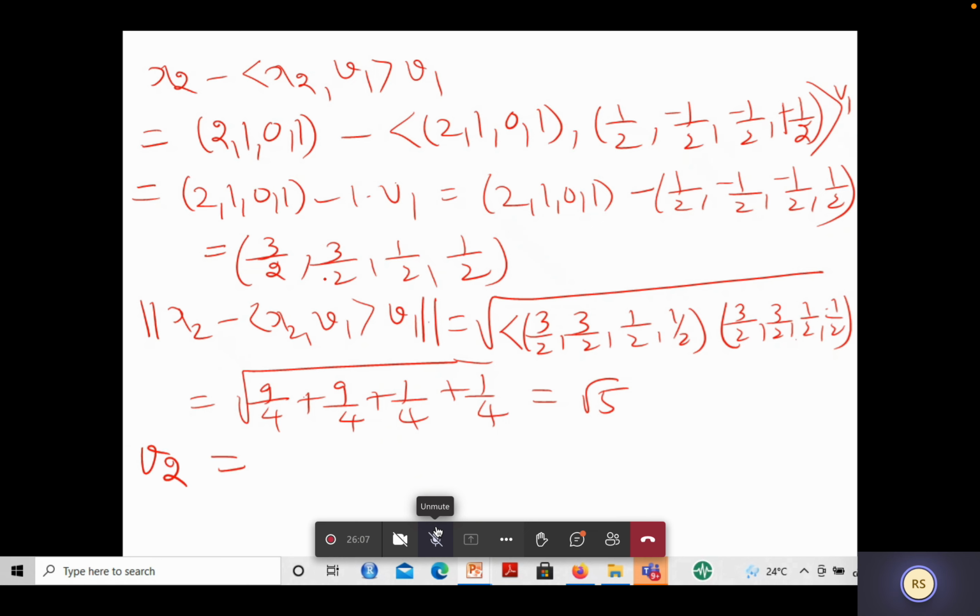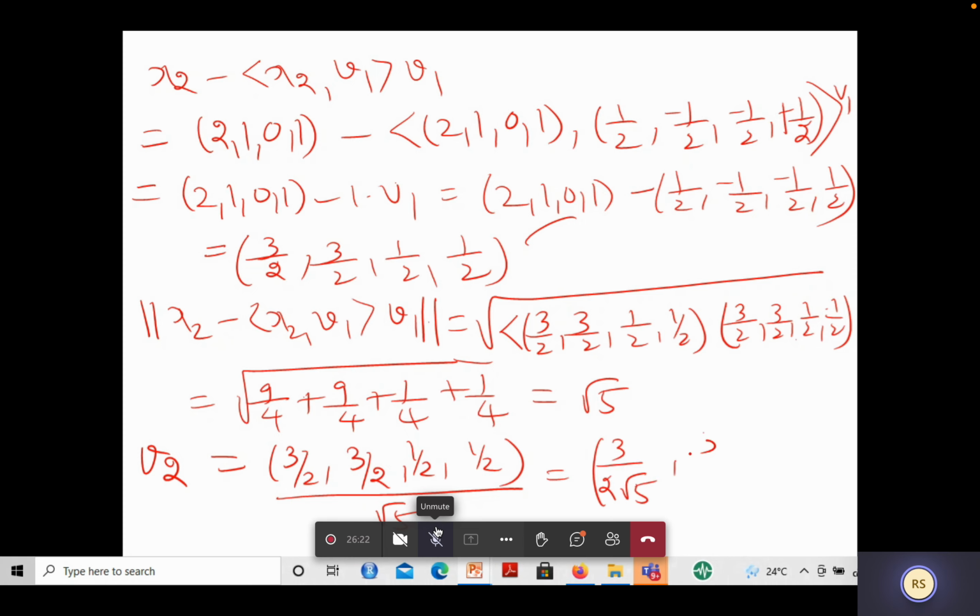So V2 is nothing but this vector divided by root 5: 3 by 2 root 5, 3 by 2 root 5, 1 by 2 root 5, 1 by 2 root 5. Is this clear? Yes, ma'am. Check. We have to find V3 now. You should write it, take one or two minutes.